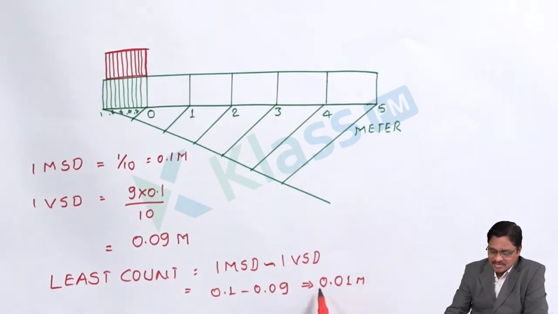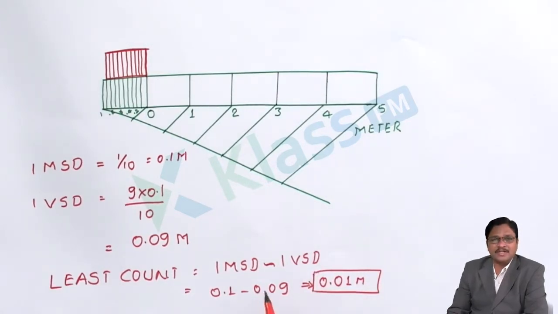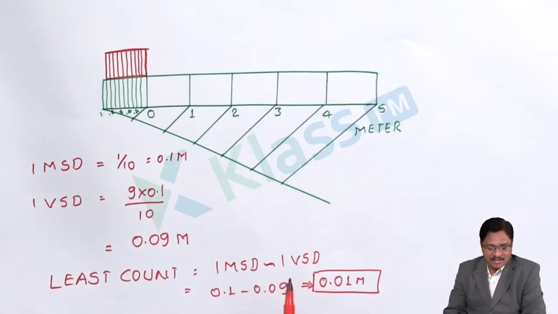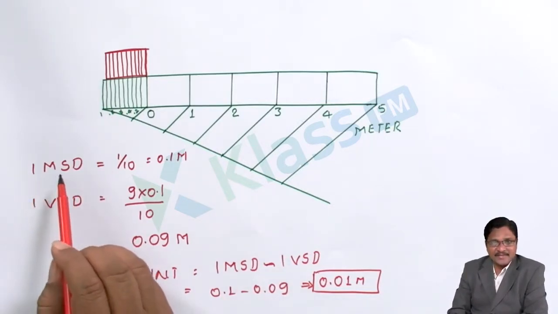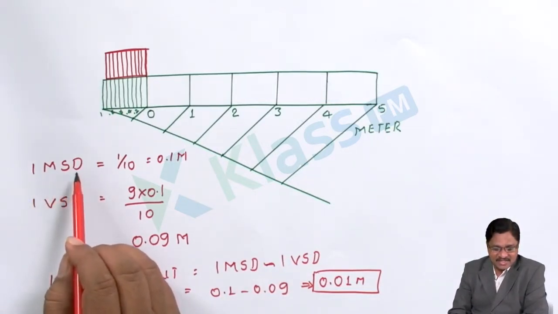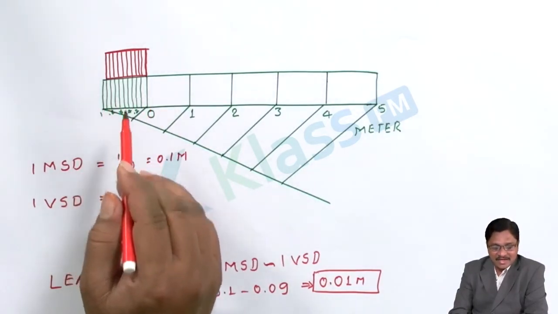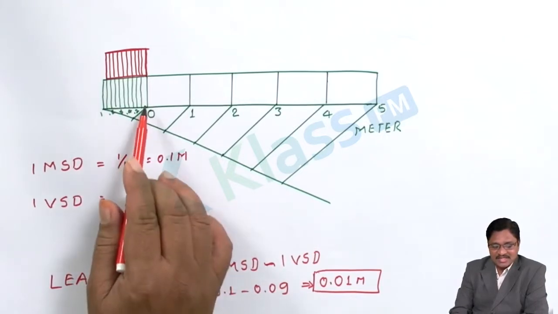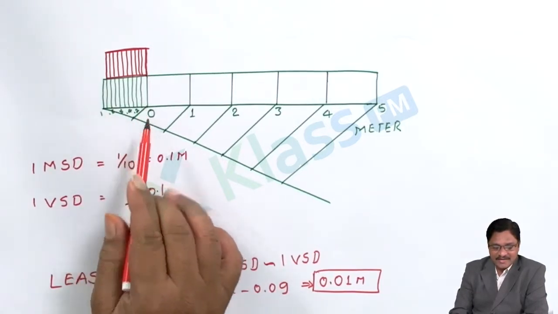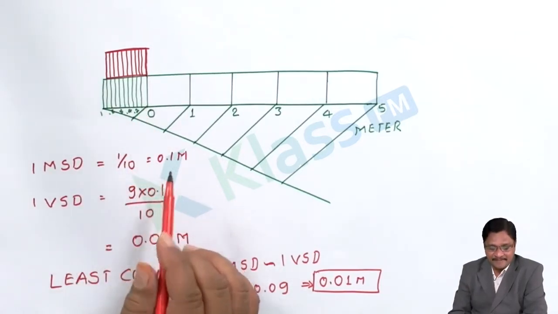0.01 meter. So this is the least count of the instrument. 0.01 meter is the least count. Please once again just listen here. 1 MSD means 1 main scale division. That is equivalent to 1 unit of measured scale divided by number of divisions. So in this case we are taking 1 meter, dividing by 10, we are getting 0.1.